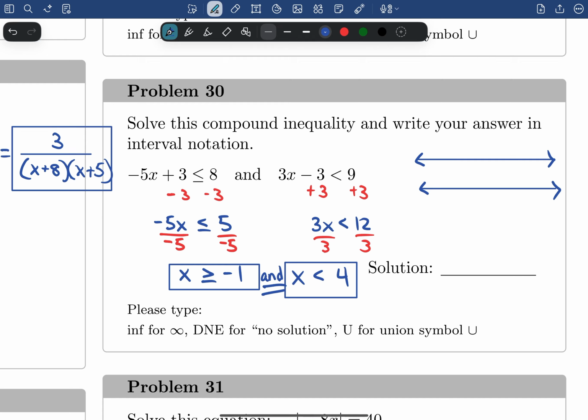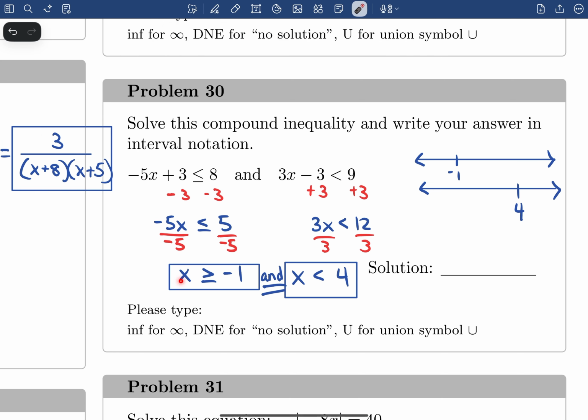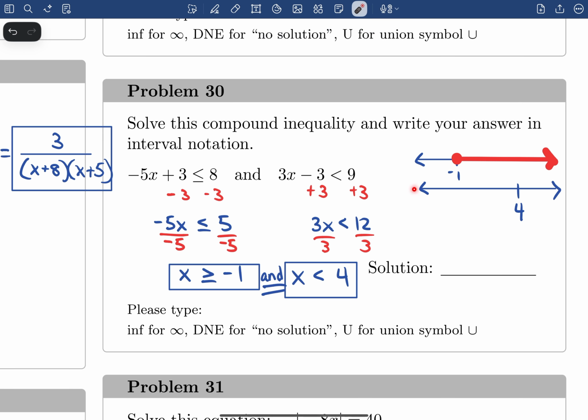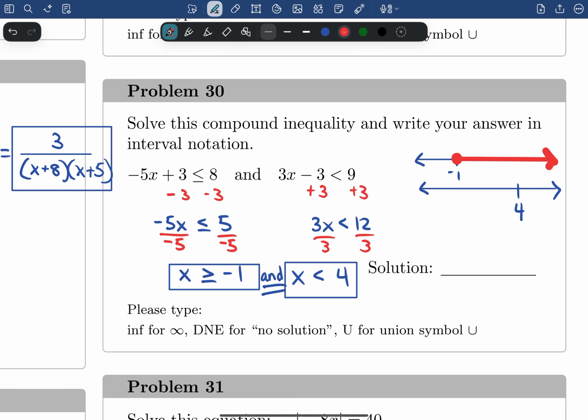I put the smaller number on the left and the larger number on the right, like -1 is the smaller number and +4 is the bigger number. This says x is greater than or equal to -1, so I put a closed dot at -1 and I shade everything to the right. Now this inequality, I'm going to write it on the number line below: x is less than 4. So I put an open dot at 4 and I shade everything to the left of 4, like this.